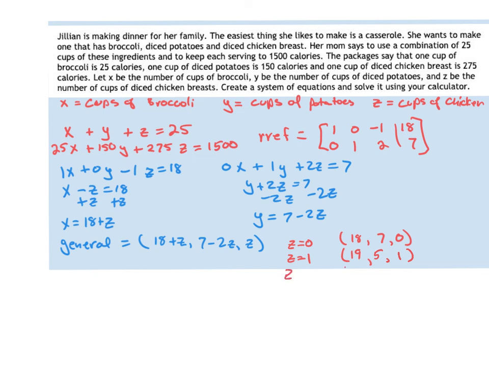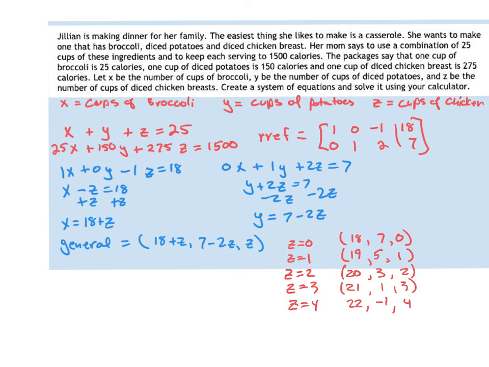The next one, what if z is equal to 2? Then we'll have 20, 3, and 2. Notice that they all have to add up to 25. What if we had 3? Then that would be 21, 1, and 3. And what if we had z is equal to 4? That would be 22, -1, and 4.